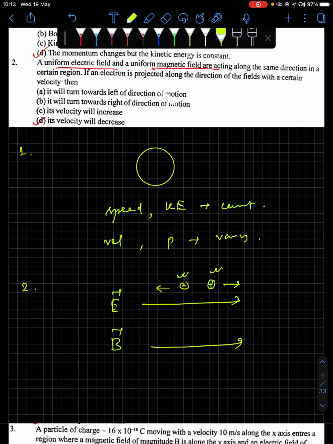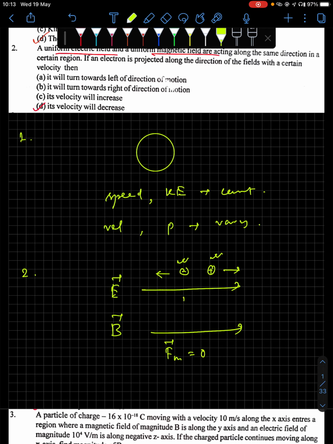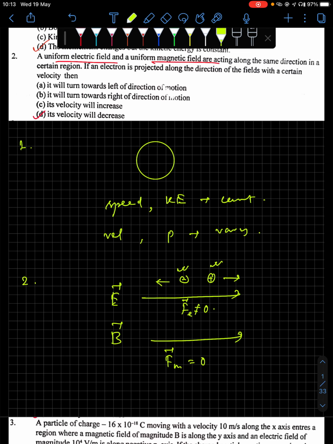Now whenever you fire a charged particle along the magnetic field or opposite to the magnetic field, it means you are projecting it parallel or anti-parallel. In that case, the magnetic force comes out to be 0. So electric force will act, but the electric force will tend to retard the charge, and therefore the velocity will decrease. So the answer is option D. That goes for question number 2.